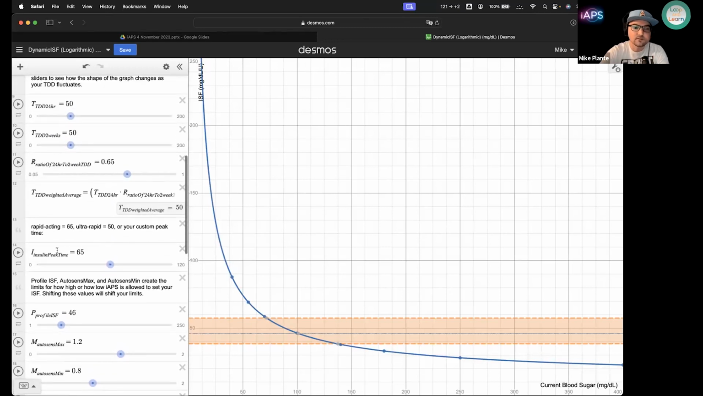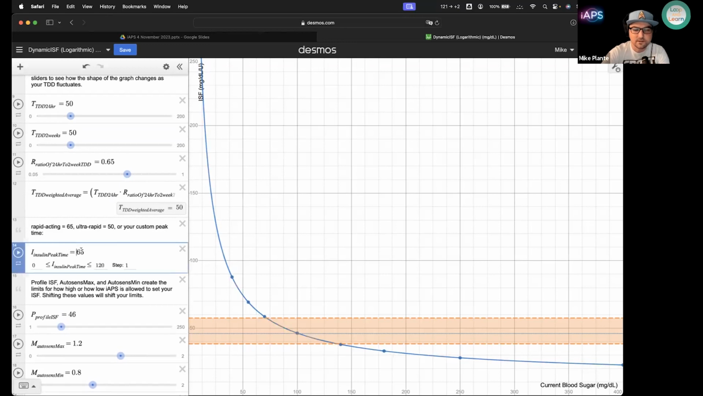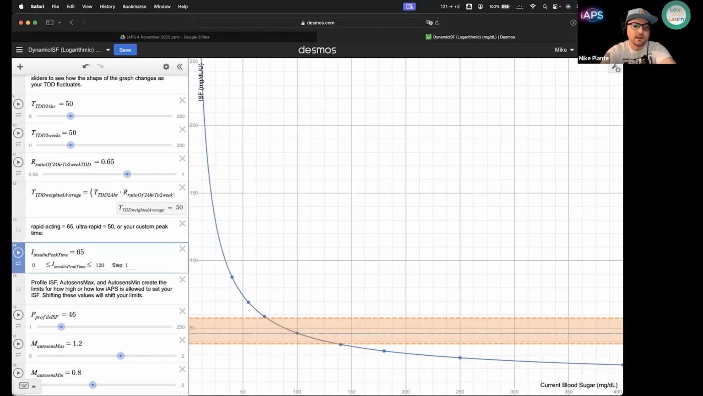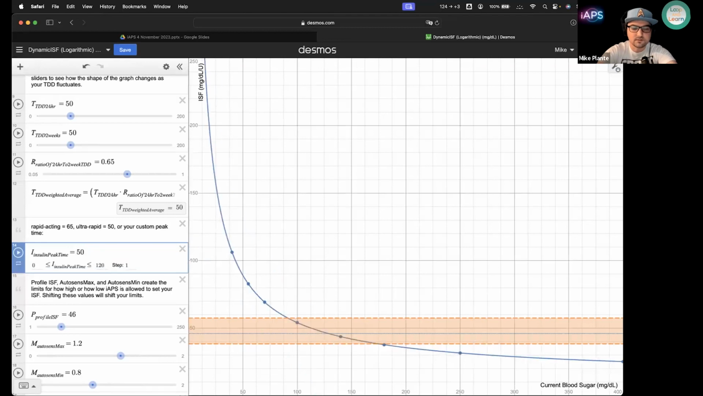You're also going to want to set your insulin peak time because that affects logarithmic. If you've set your own custom insulin peak time in iAPS, you can put that here. Like if you're using Lyumjev and you've put in a custom of 45, you would change this to 45. If you didn't put a custom and you're using a rapid acting like Novolog or Humalog, it would be 65. And if you're using Lyumjev or Fiasp and you have ultra rapid toggled on in your settings, it would use 50 for this value. It doesn't make a huge difference in the graph, but you can see it does change it a little bit.